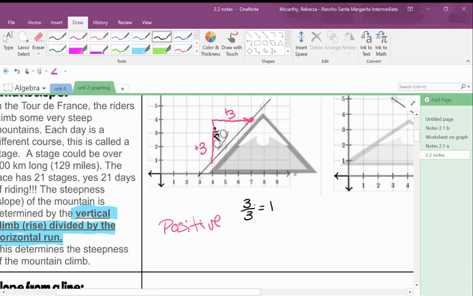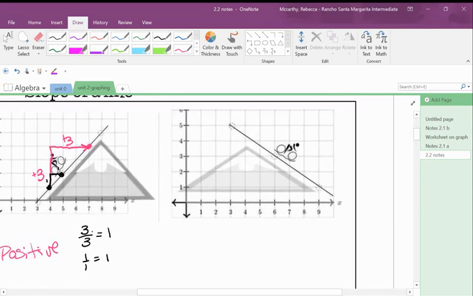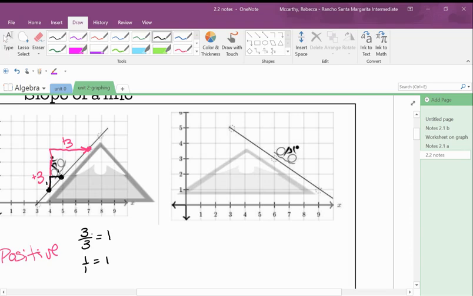Let's say I decided to pick this point and this point. Well, it's 1 over 1. Regardless of which points I choose, it will still simplify to the same value. Now look at this one. He is going from left to right, and he's going down. We call this a negative slope.